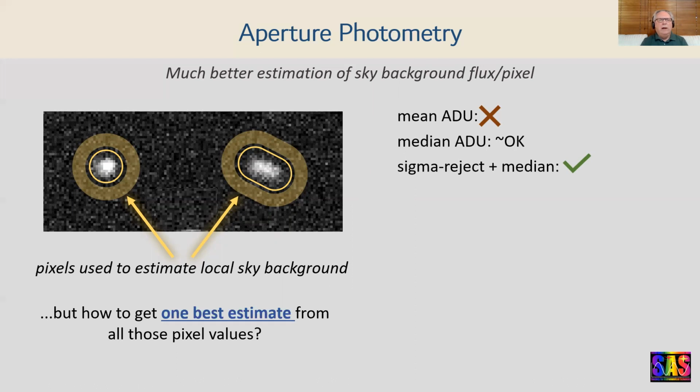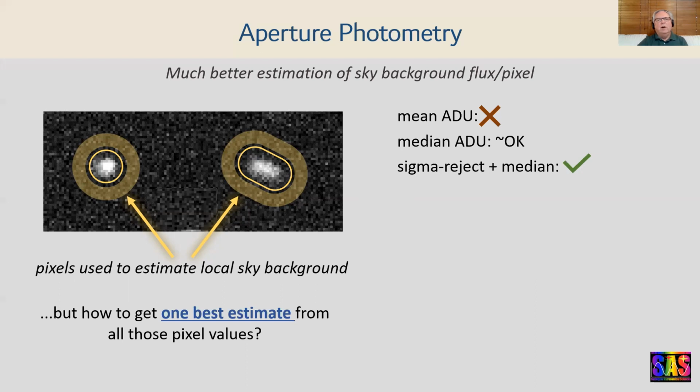The median of all the ADUs in the annulus around the aperture is better. It rejects, to some extent, outlying pixels. Sigma reject first and then take the median is better still by a long shot. And that's what a lot of commercial software does.